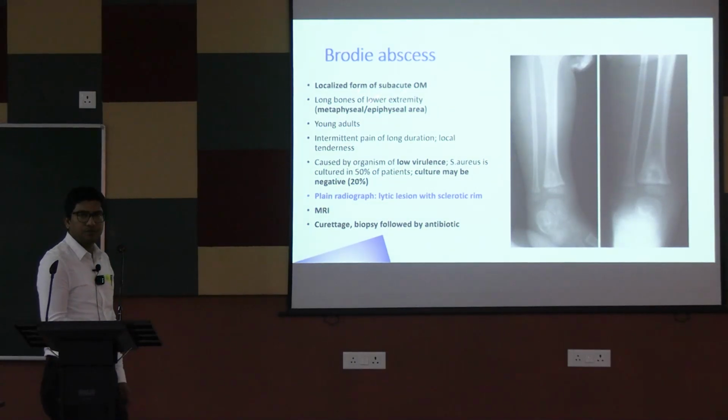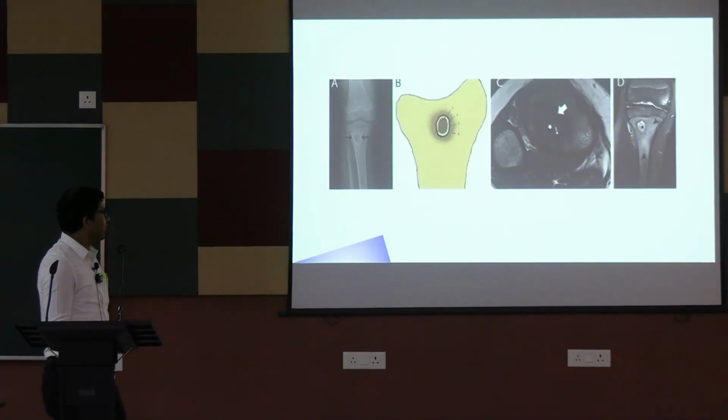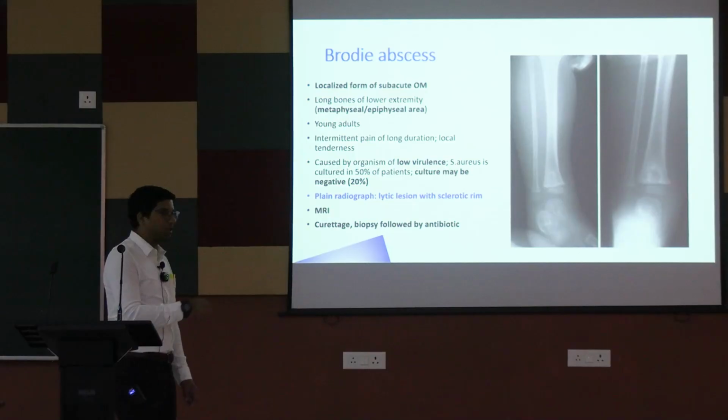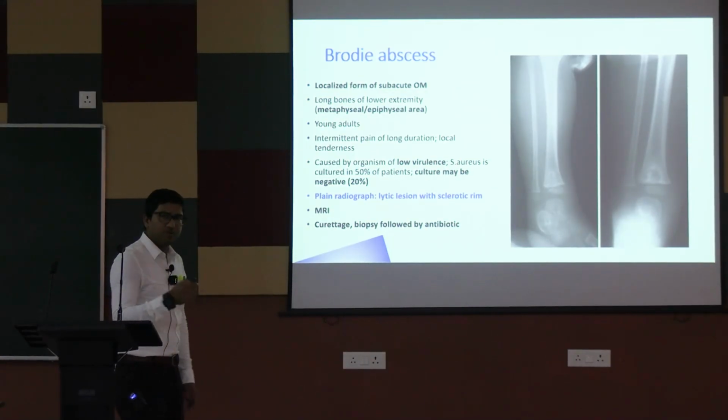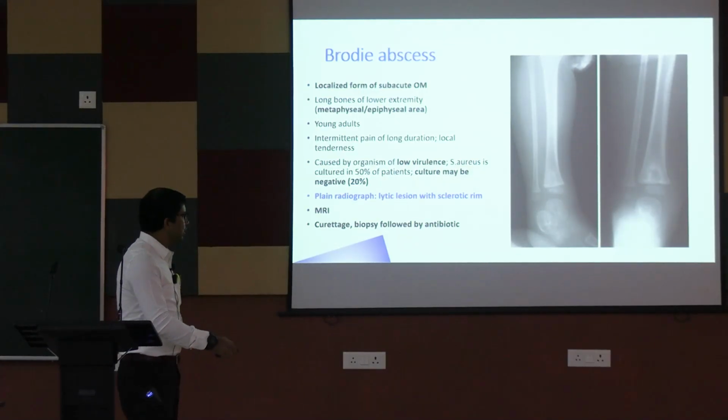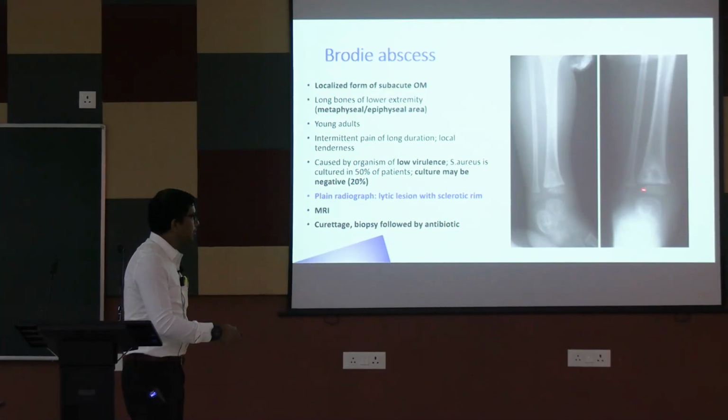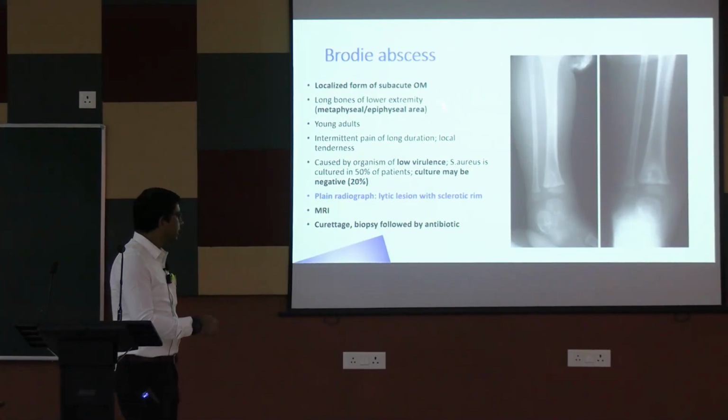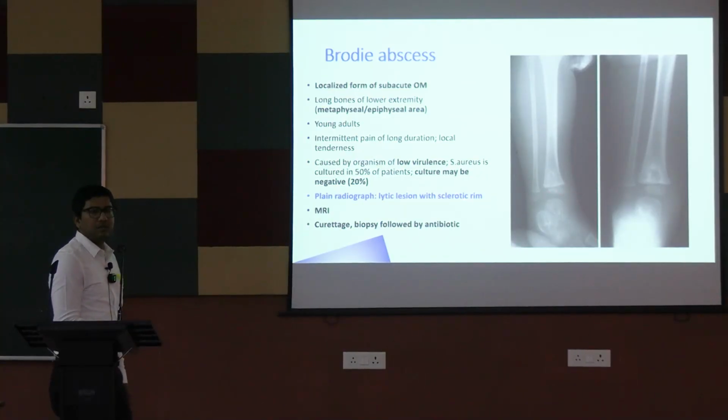This special kind of subacute form is Brodie abscess. This is a kind of subacute osteomyelitis. They affect the end of the long bone, the metaphysis, caused by low virulence organisms, with very minimal signs and symptoms and an indolent course. In radiology, you see the osteolytic focus surrounded by a sclerotic rim. This is the typical feature of a Brodie abscess. If in doubt, you go for the MRI, and the treatment is to drain out the infected region followed by antibiotics.